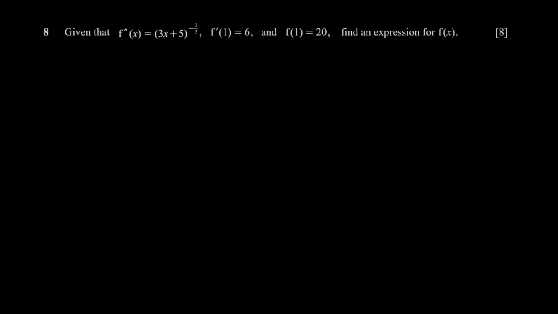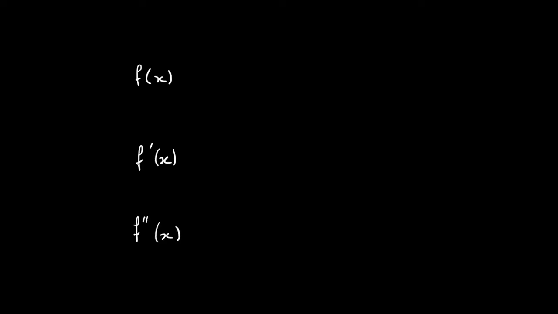Okay, question 8. This is essentially an integration question, but before I do it, let me just try to explain the theory, I think, just for a second. If I have got a function, let's say the function is f of x, and I differentiate it, I get f prime of x, right? And if I differentiate it again, I get f double prime of x, right? So the key thing to notice is that if I differentiate, I'm going down, right? So I differentiate f of x, I get f prime. And if I differentiate f prime, I get f double prime.